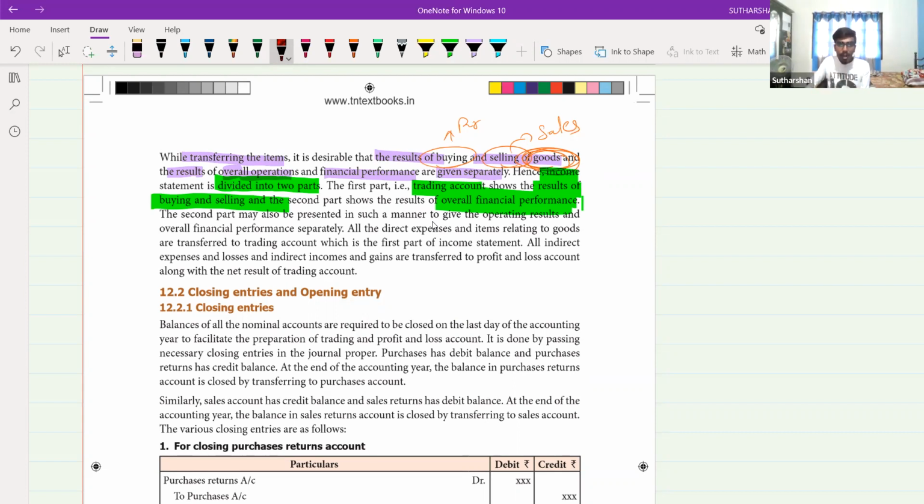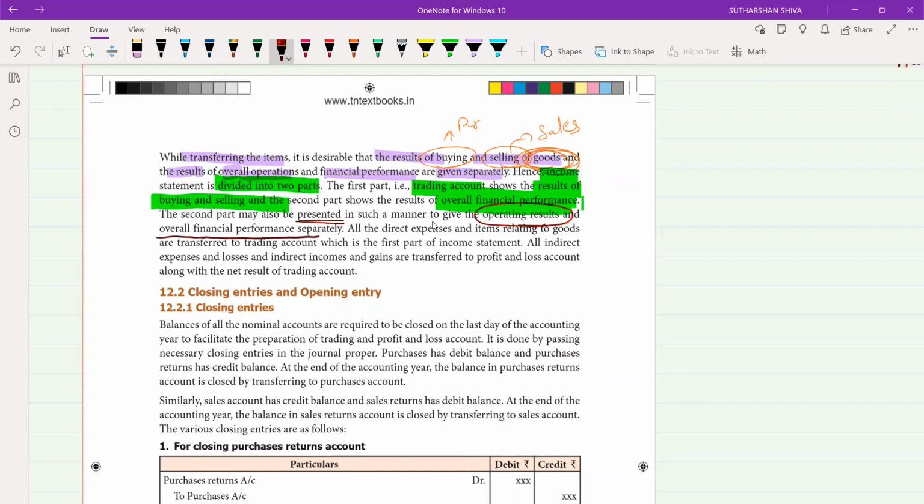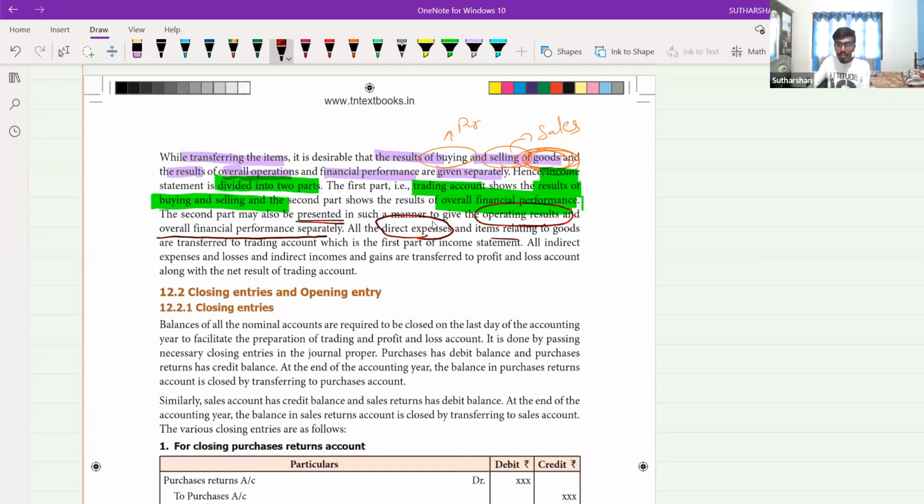The second part may also be presented in a manner to give the operating results and overall financial performance separately. All the direct expense items related to the goods are transferred to the trading account, which is the first part of the income statement. All the indirect expenses and losses and all the indirect incomes and gains will be transferred to profit and loss account along with the net result of the trading account.